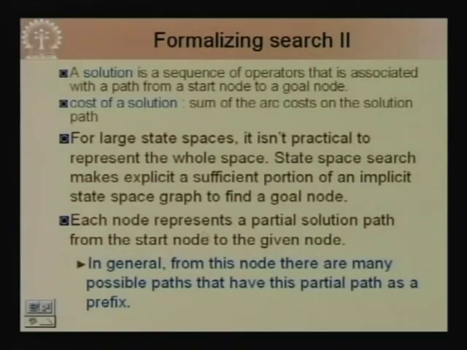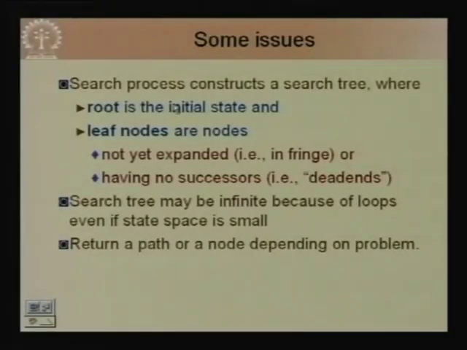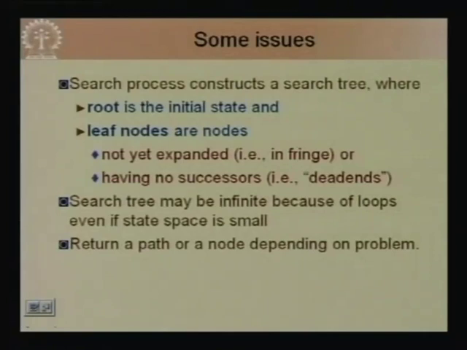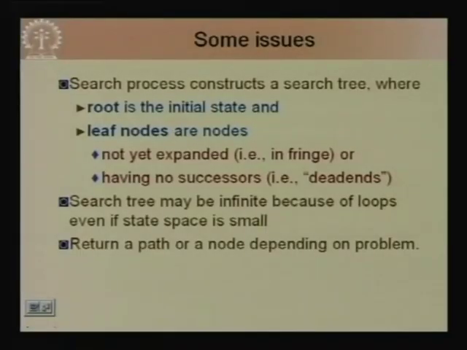Now at every node we keep a link to the parent of the node and the operator that generated the node, so every node represents a partial solution path from the start to the given node. And from this node, we can expand this partial solution to get maybe one or more actual solutions. Our search process will construct a search tree where the root is the initial state and the leaf nodes are those nodes which we keep at fringe. They are those nodes which are not yet expanded, that is, which have been generated but are yet to be expanded, or those nodes that have no successors, that is, they are dead ends. The search tree may become infinite even when the search space is finite, because there could be loops in the state space.